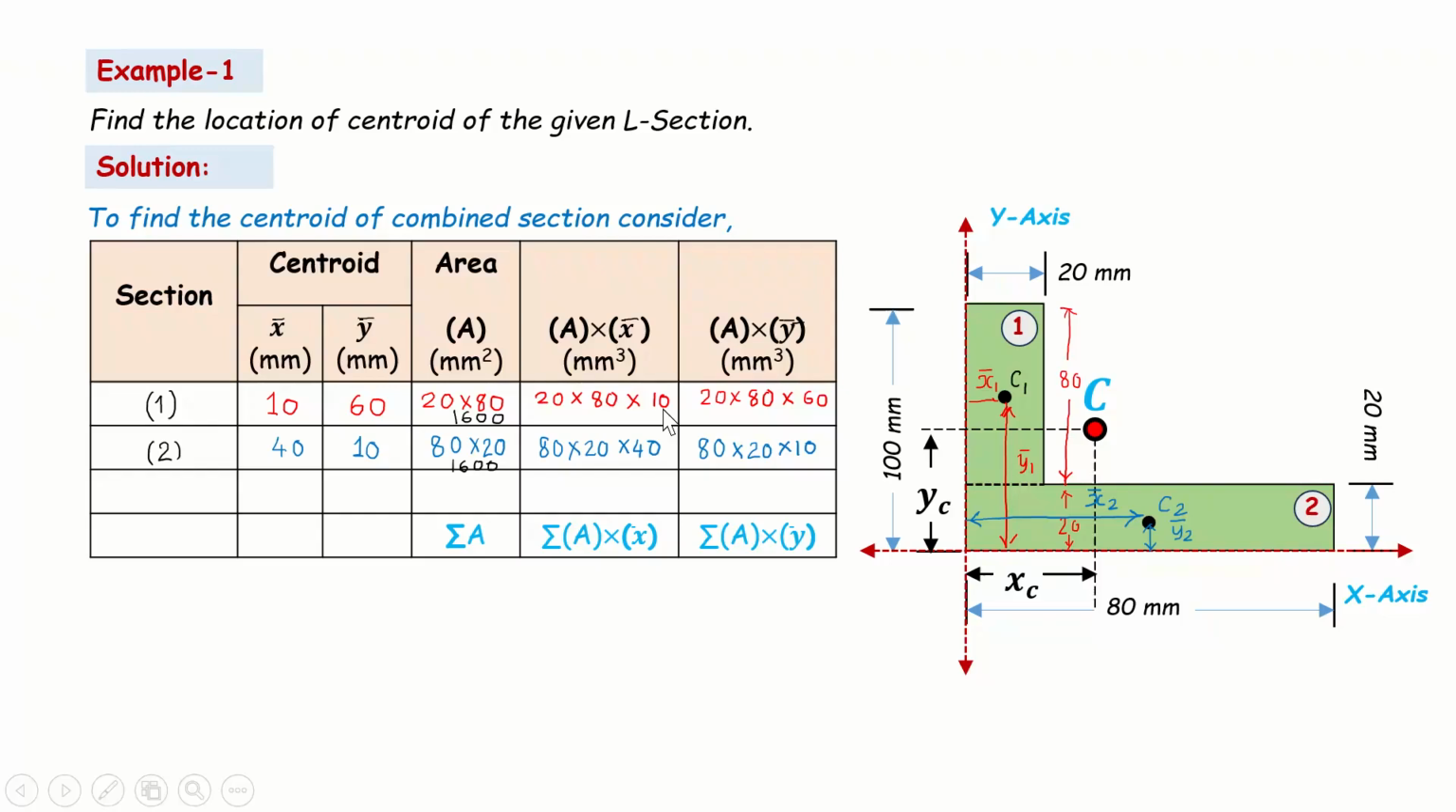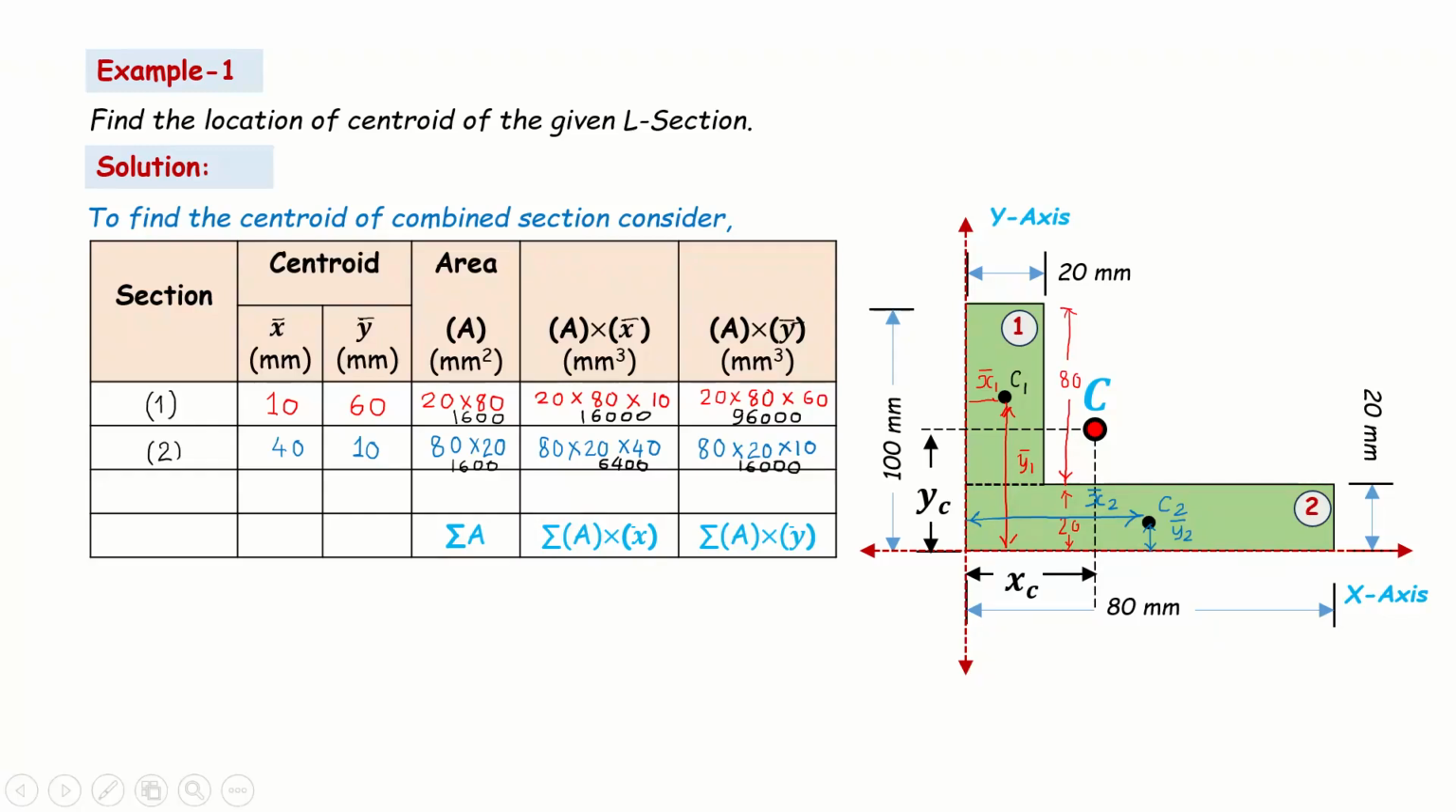Now 20 into 80 into 60: if you multiply 20 into 80, that is 1600, into 6. So 16 into 6 will be 96,000. You will get 96,000 here. Here 80 into 20 into 40, if you multiply, this value is going to be 64,000. And 80 into 20 into 10, if you multiply, this is going to be 16,000.